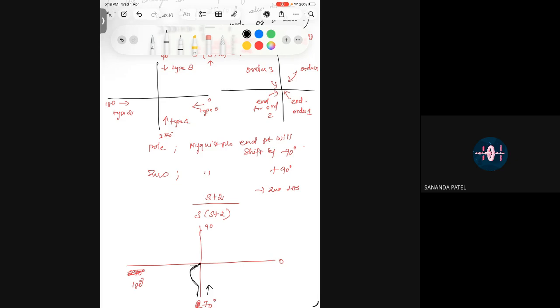Now you understood? This is how we draw a Nyquist plot. Exactly how we are going to draw it, I will explain later. But for context, how your Nyquist plot looks can be determined from the type and order of the system. Any doubt in this?